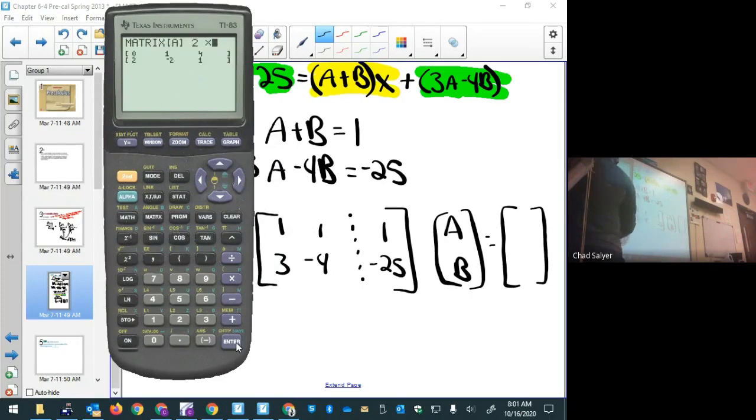So we got 2 by 3. Yeah, 2 rows by 3 columns. And 1, 1, 1, and then 3, -4, -25. And we're gonna RREF that matrix.